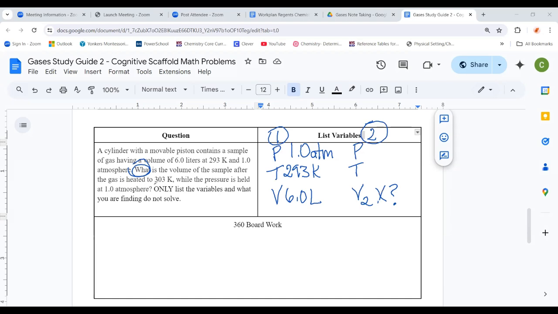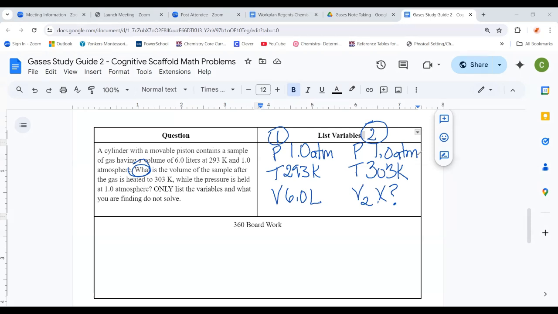Okay, after the gas is heated to 303 Kelvin, okay, and somehow impossibly the pressure is held constant at 1 atmosphere. I don't know how you would do that, but let's just pretend that you can. Theoretically, if we raise the temperature, the pressure should go up also. But I guess if you have some way of manipulating the air pressure in some sort of laboratory device, I don't know.